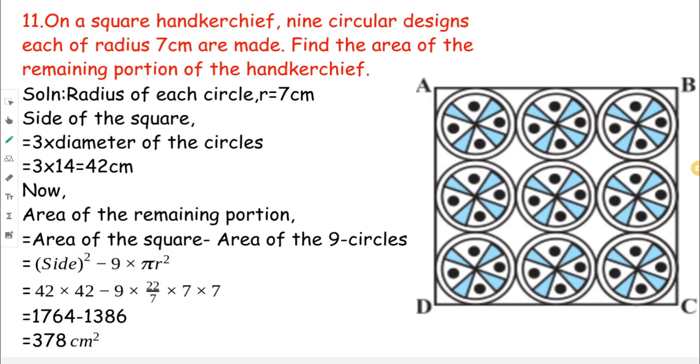On a square handkerchief, this is a handkerchief, 9 circular designs, each of radius 7 centimeter, are made. Find the area of the remaining portion of the handkerchief. Remaining portion means all this region.